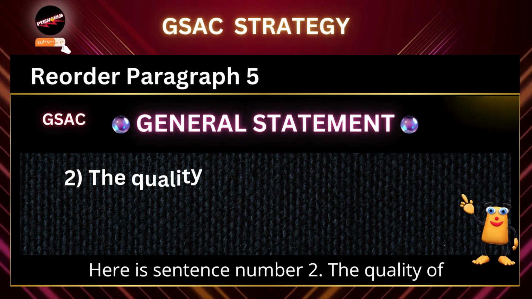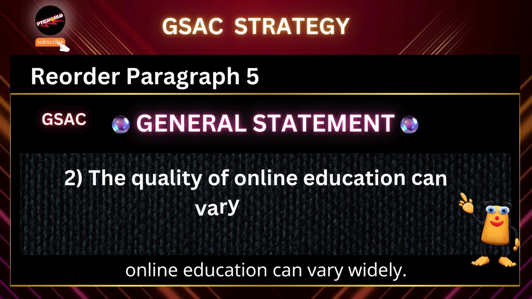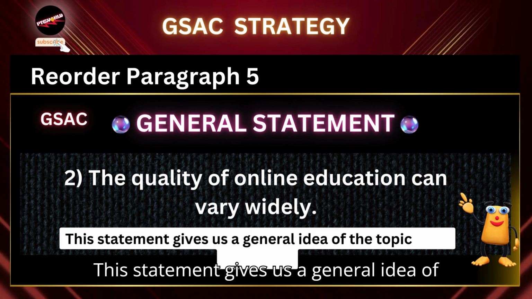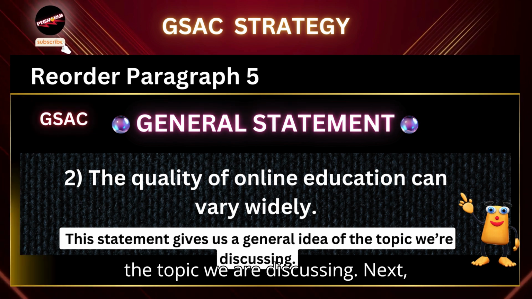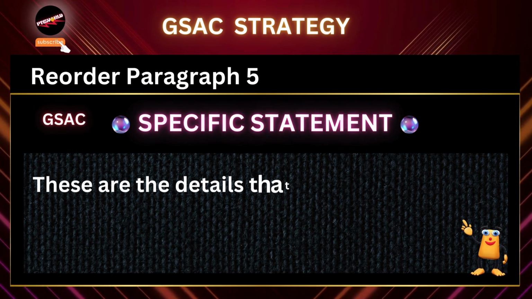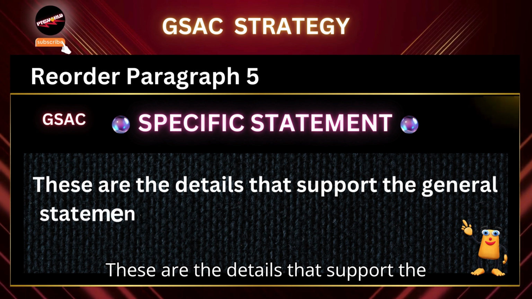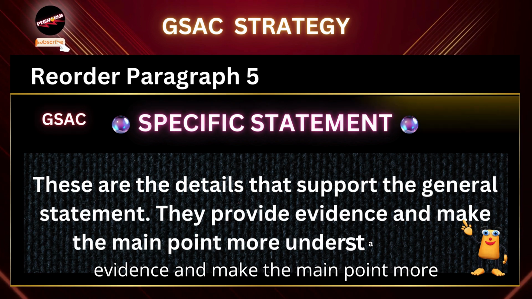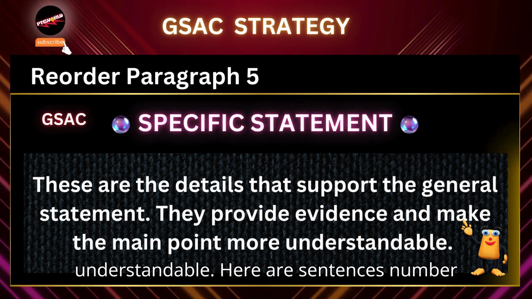Here is sentence number 2. The quality of online education can vary widely. This statement gives us a general idea of the topic we are discussing. Next, we move to the specific examples. These are the details that support the general statement. They provide evidence and make the main point more understandable.